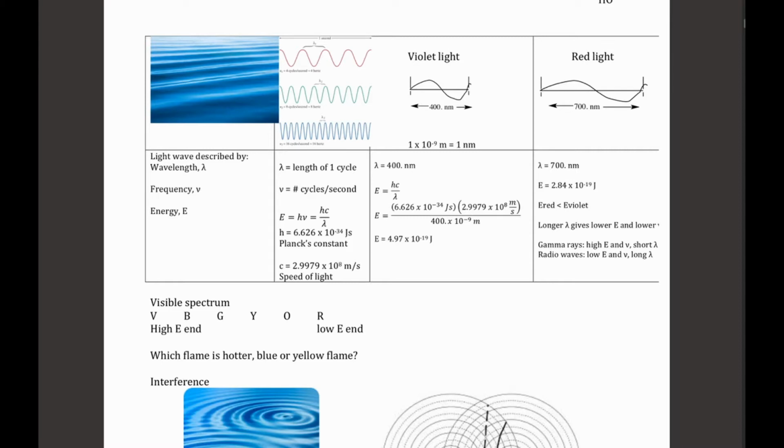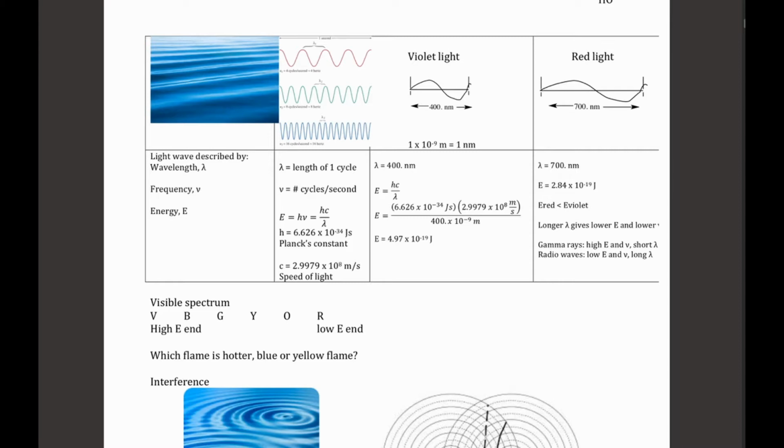Looking at violet light, it is the highest energy end of the visible spectrum, and its wavelength is around 400 nanometers. If we wanted to know the corresponding energy of 400 nanometer light in the violet spectrum, we would use the equation E equals hc over lambda. So we put the value for h in, put the value for c in, and then we divide by the wavelength in units of meters.